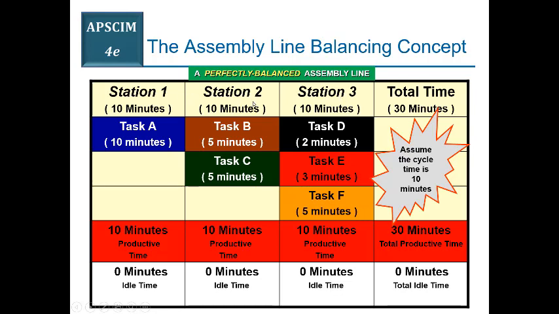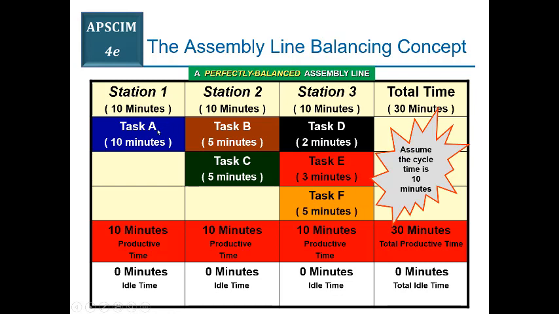these 3 workstations. So let us say task A, that is operation A, its processing time is 10 minutes, task B takes 5 minutes, task C takes 5 minutes, task D is 2 minutes, task E is 3 minutes, task F is 5 minutes. So in total, if you see, it is more than 10 minutes. So you will have to distribute them among those 3 stations. Okay? And your cycle time is 10 minutes, so each station has 10 minutes of time.